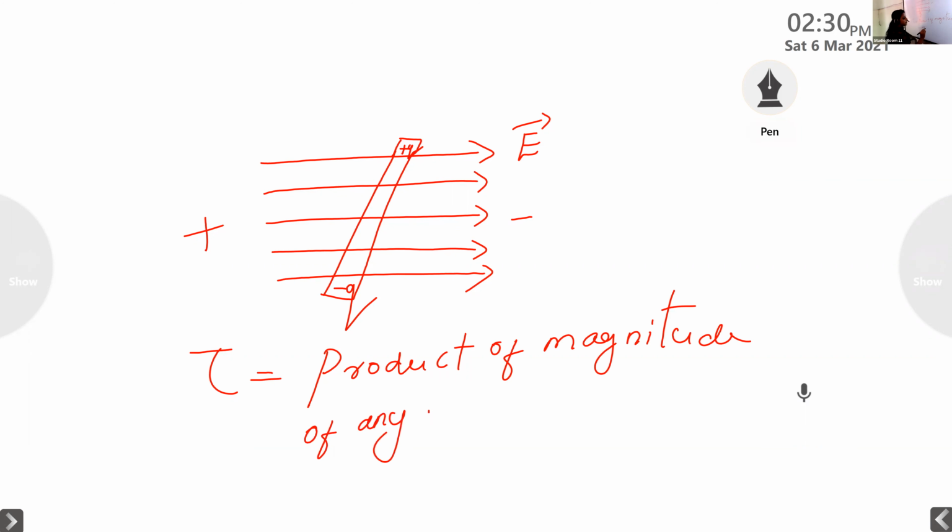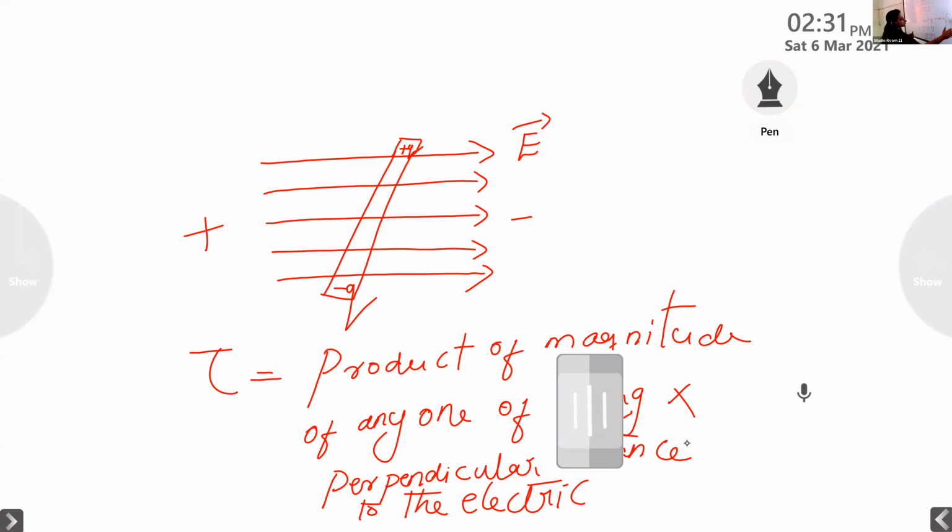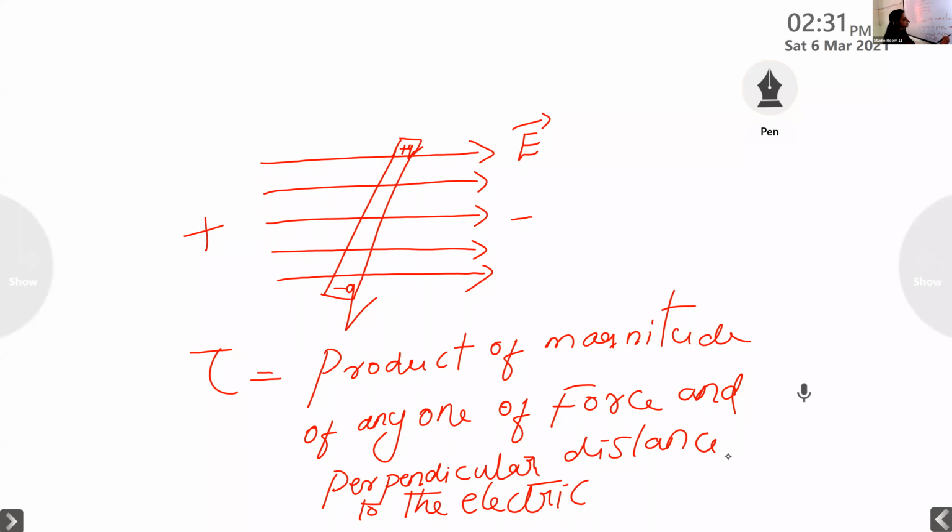That formula for finding the torque is given by the product of the magnitude of any one of the forces, not charge, into the perpendicular distance to the electric field. Perpendicular distance to the electric field.